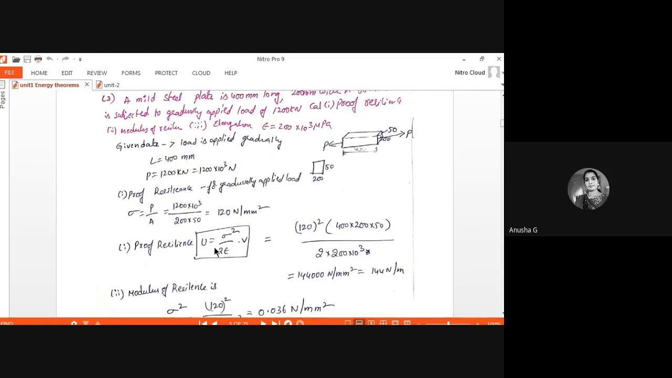Proof resistance is U equals sigma square by 2E into volume. Here, whatever value is given for the gradually applied load is the maximum value only. That's why proof resistance is the maximum value, sigma square by 2E into volume. Sigma is already calculated as 120 square by 2 into 10 power 5 into volume, which is area into length. Area is 200 into 50, length is 400. All are in mm and Newton per mm square.